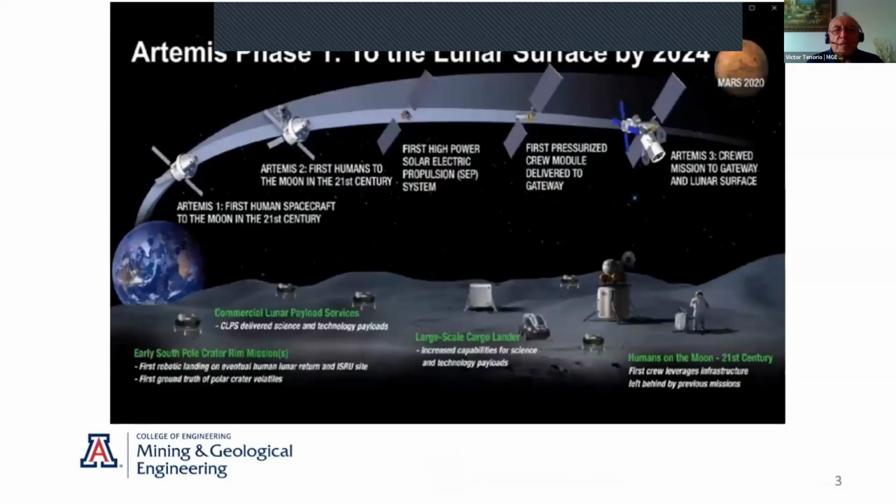I start with just the general layout of Artemis, and we know already where we are. We finished phase 1, and we are ready for starting deploying equipment that is going to work by themselves. Many of them will be landers or similar types of equipment that might be working autonomously in many cases. And finally, the third stage, everybody knows, will be walking back on the moon.